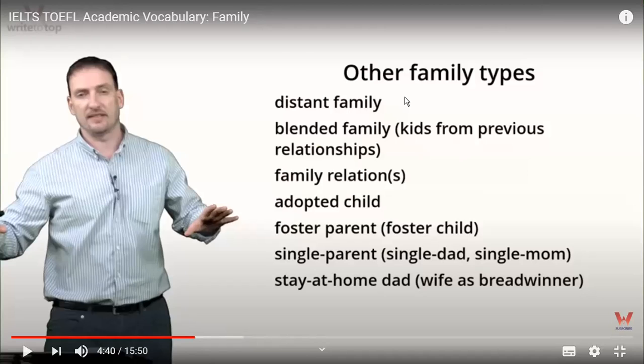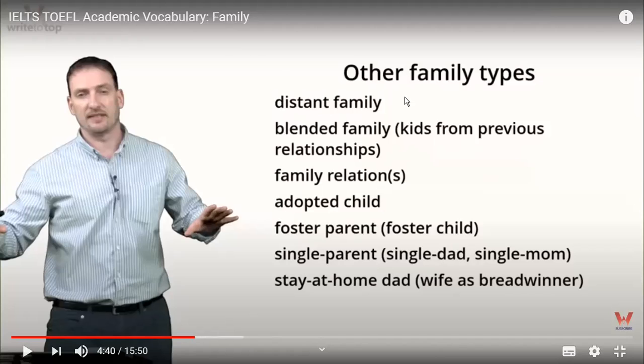So distant family is a family that you are connected with by blood, but you have not got any close relations.